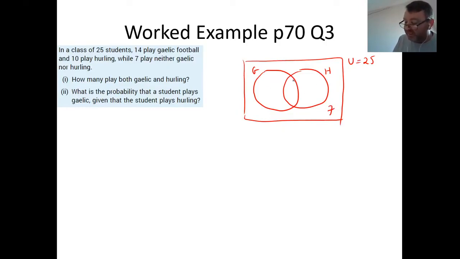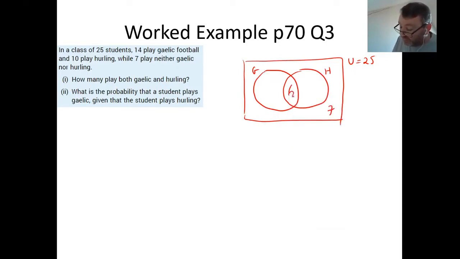And now we've got to fill in these. No mention of an intersection. However, if you add up the 14, the 10, and the 7, that gives you 24 and 7, which is 31. But there's not 31 people in the class, there's only 25. So therefore, if you take away the 25 from that, that gives you the intersection of 6.